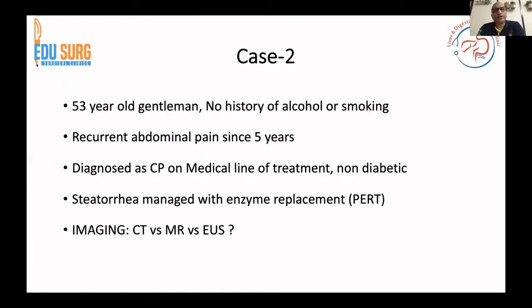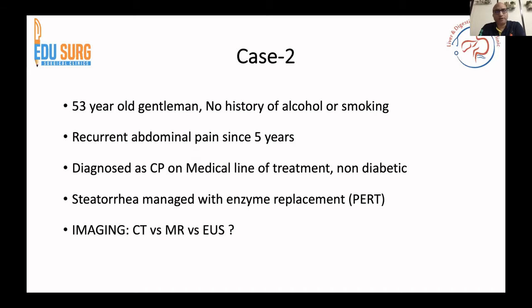Okay, let's get on to the second case. 53-year-old gentleman, again, non-addict, recurrent abdominal pain for a few years, diagnosed as having chronic pancreatitis, on medical line of treatment, non-diabetic, steatorrhea managed with enzyme replacement therapy.